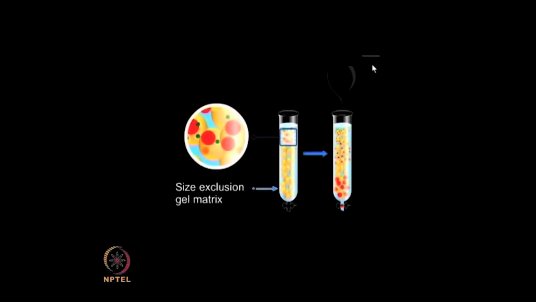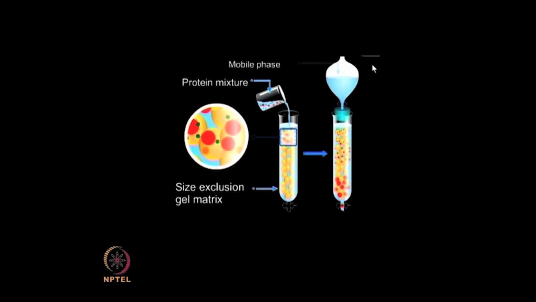Let us first give the definition of a few components. Size exclusion gel matrix. The matrix filling the gel filtration column consists of a highly hydrated polymeric material, commonly dextran, agarose or polyacrylamide. The protein mixture is a mixture of unpurified proteins of different sizes, which is applied on top of the column.